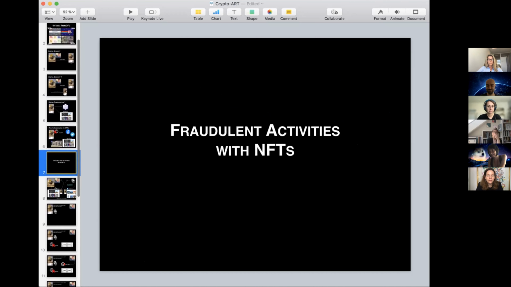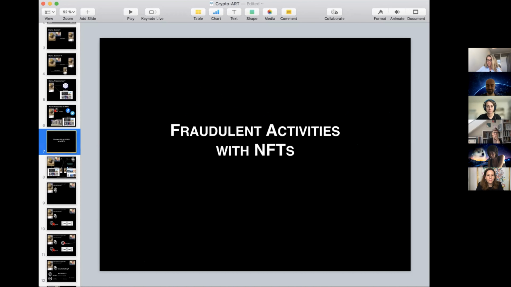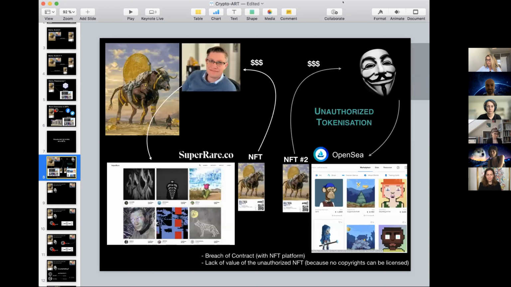Now let's go to the interesting questions, which is what type of potential fraudulent activities could actually be done, and to which extent can we rely on copyright law or IP law in order to address those, and to which extent we cannot. So this is an example, for instance, of an artist, in this case Beeple, that creates a particular digital work and then goes on a particular platform and accepts the terms of service, saying, I will never create an NFT of a work that is already being tokenized on another platform, then creates an NFT on that platform and puts it into an auction and receives some money out of it.